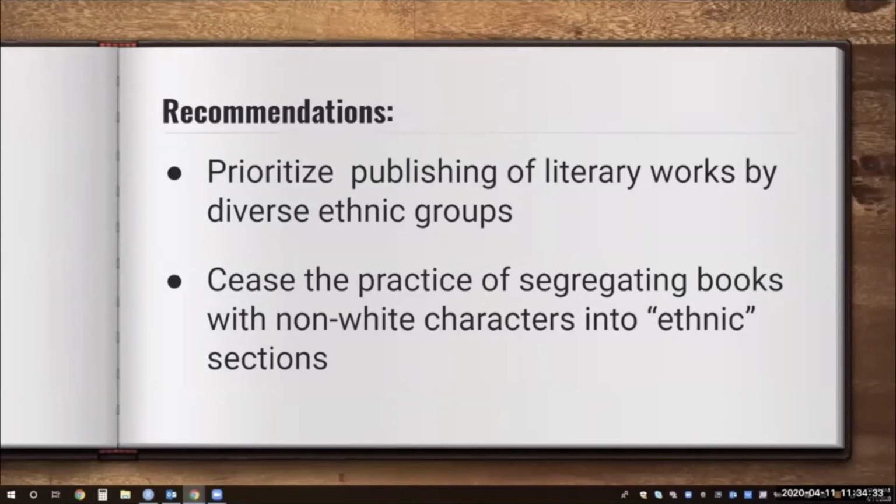And finally, online and brick and mortar retailers must cease the practice of segregating books with non-white characters into ethnic sections versus integrating them into the appropriate genre. There are literary voices hidden in the ethnic section of bookstores that the world needs to hear.